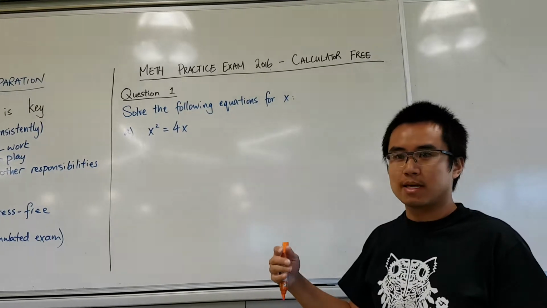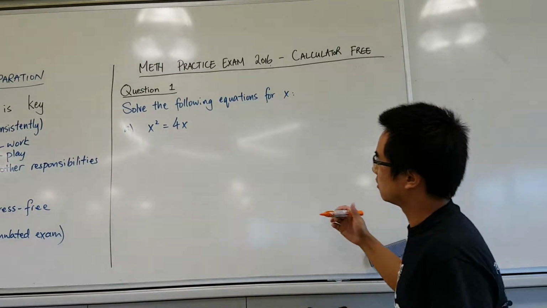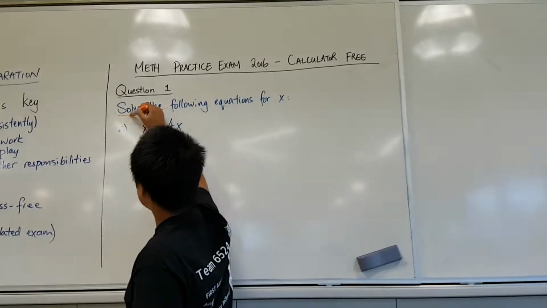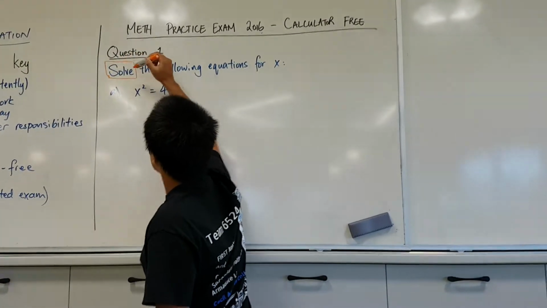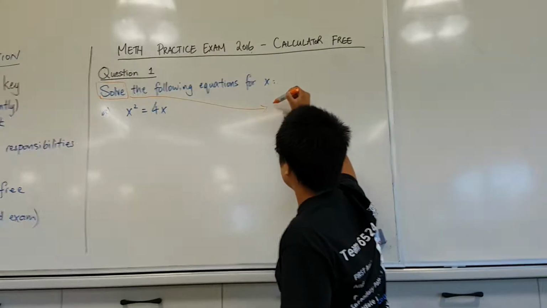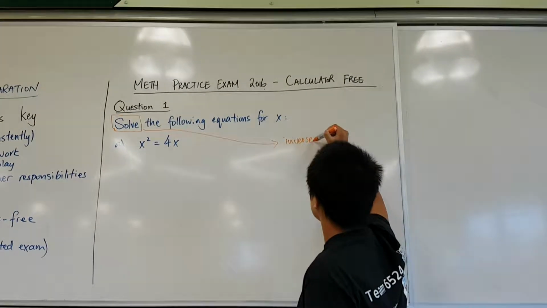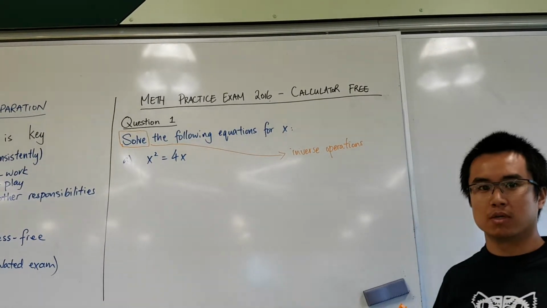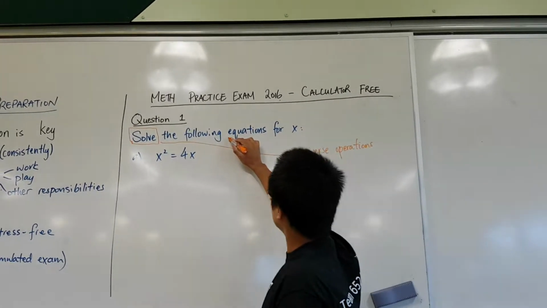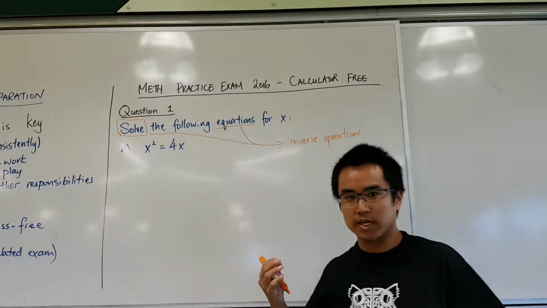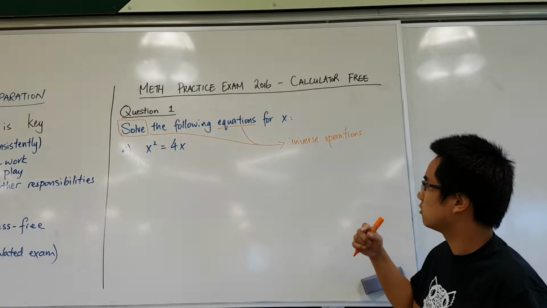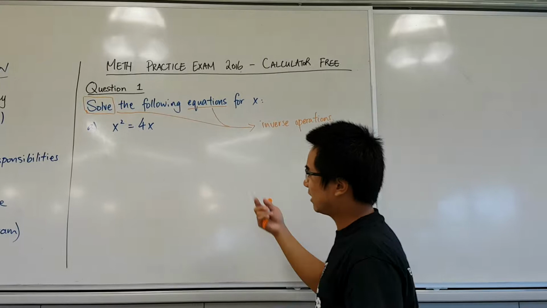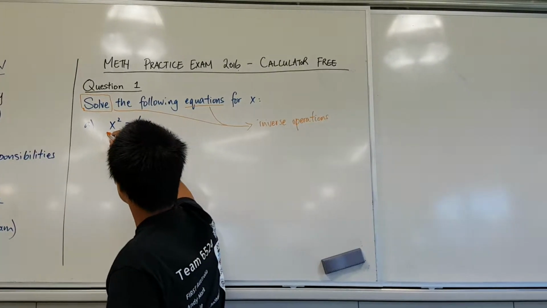So let's dissect exam questions. This is what you should do whenever you see an exam question. Question 1 says solve the following equations for x. When you see solve, you should be thinking inverse operations, because that's how we solve equations. We are going to use inverse operations in one form or another. Solving equations is related to inverse operations because we want to get what x equals, so isolating x.